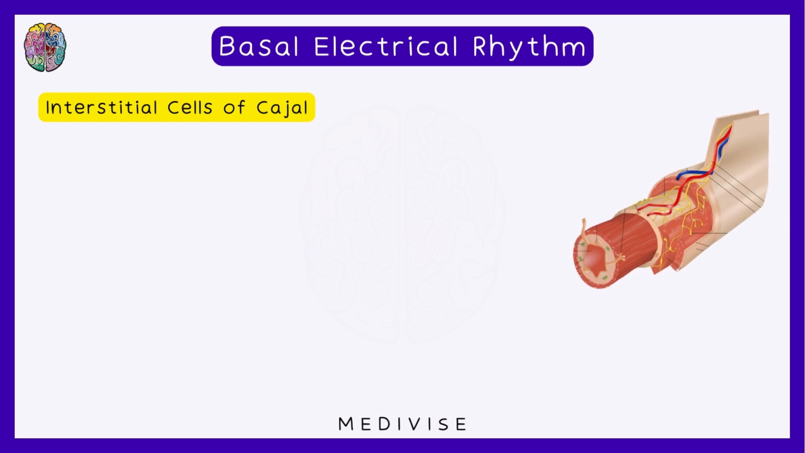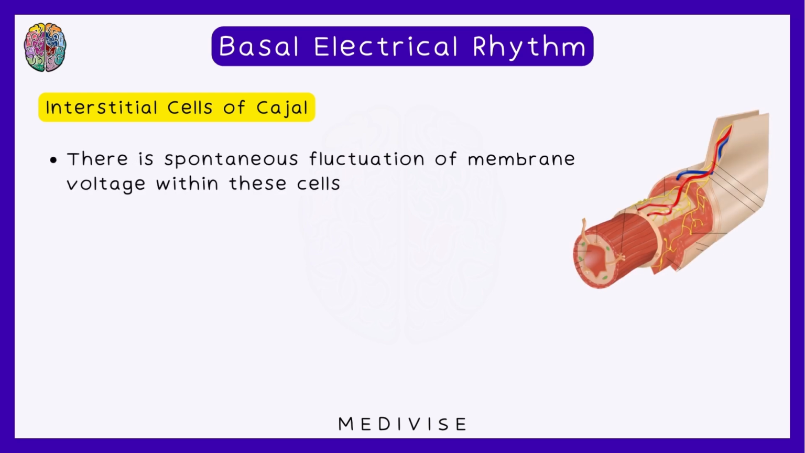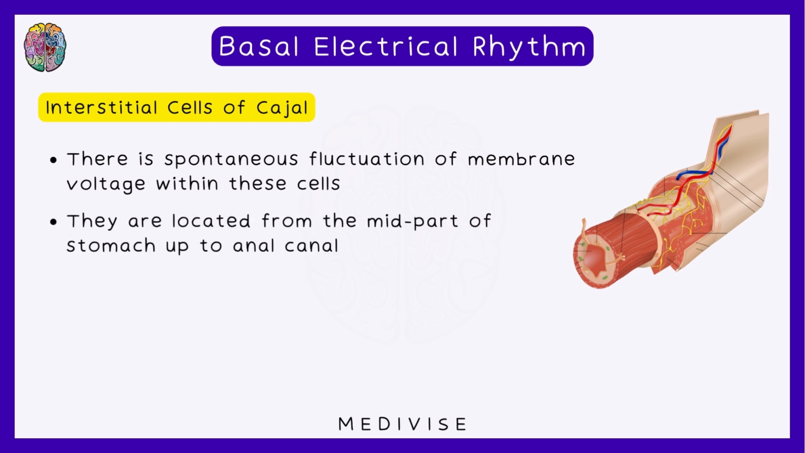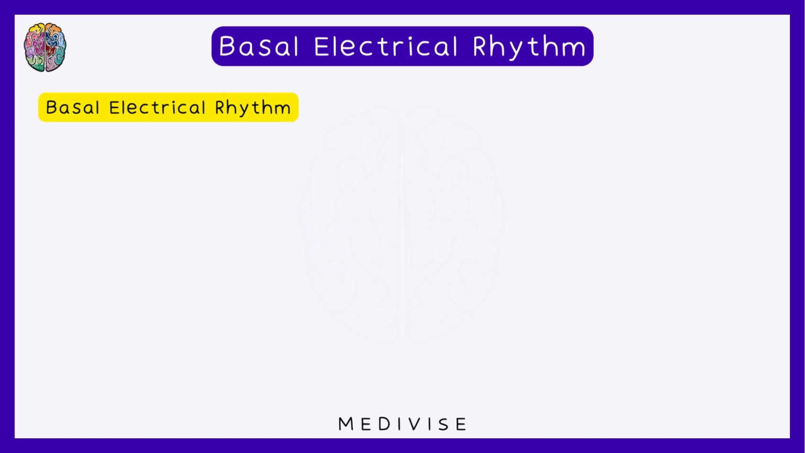It is in these cells that there are spontaneous fluctuations of the membrane voltage. So the spontaneous depolarization and repolarization happen in these cells. They are located from the mid part of the stomach to the anal canal. And an important one-liner: C-kit is the marker of these cells. Important to remember. Now finally, let's see this basal electrical rhythm in a graph.